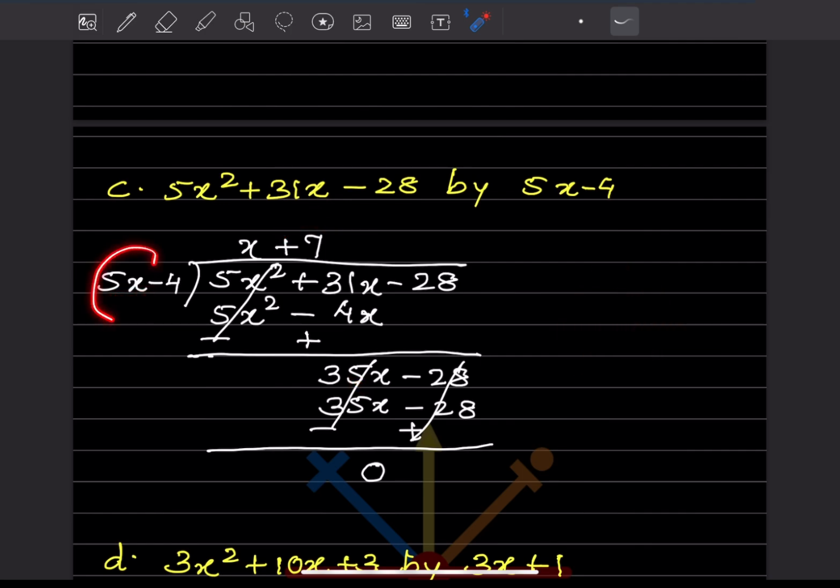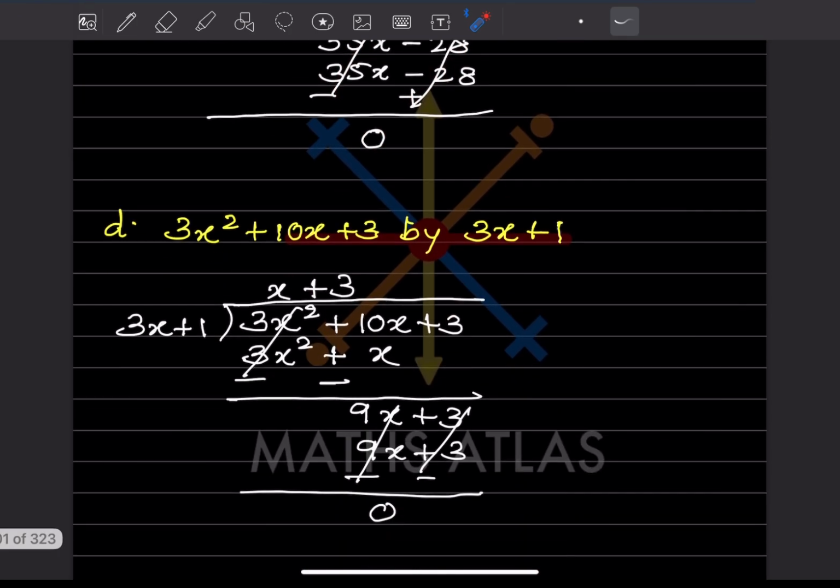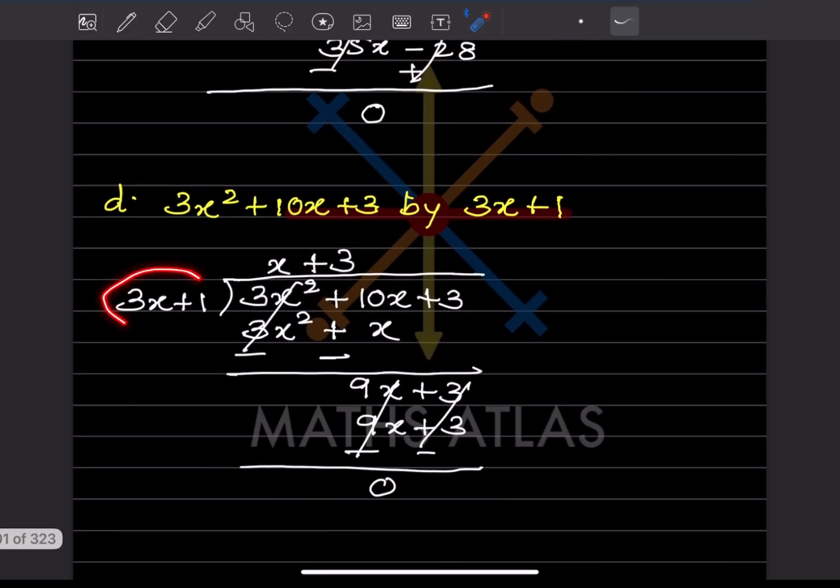So here will be 35x minus 28, and this will be minus and this is going to be plus. So this gets cancelled, this will be 0. Again for this one you can have a look at it. All the steps are done here. So you will check with this one.